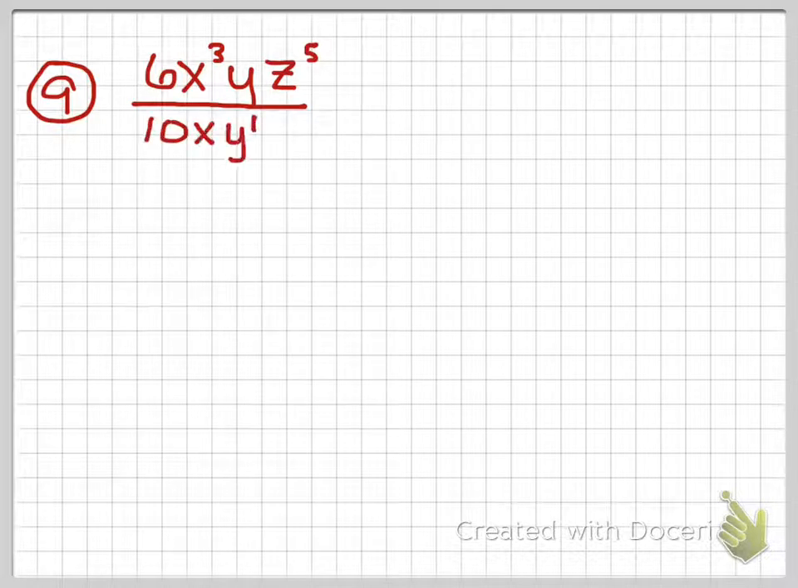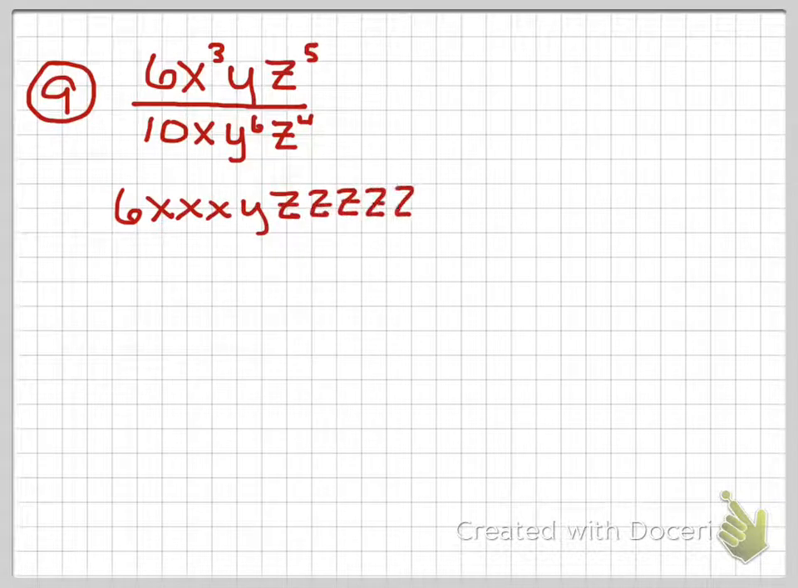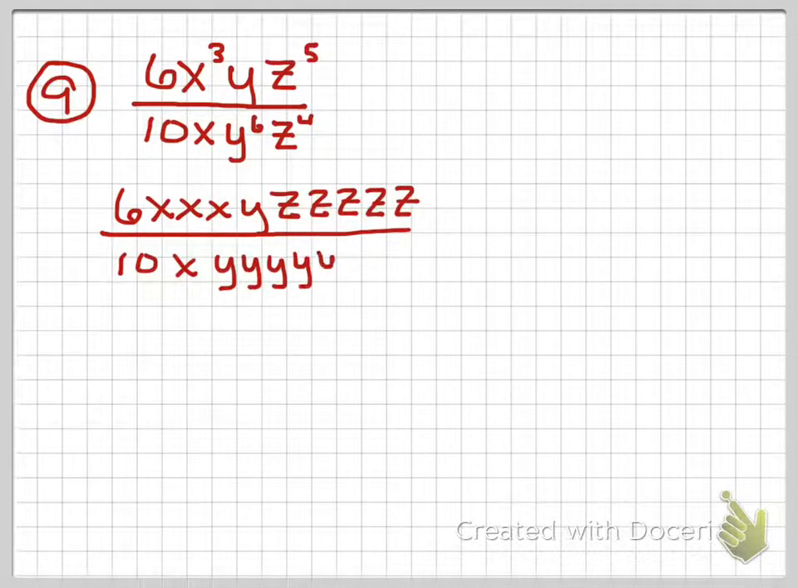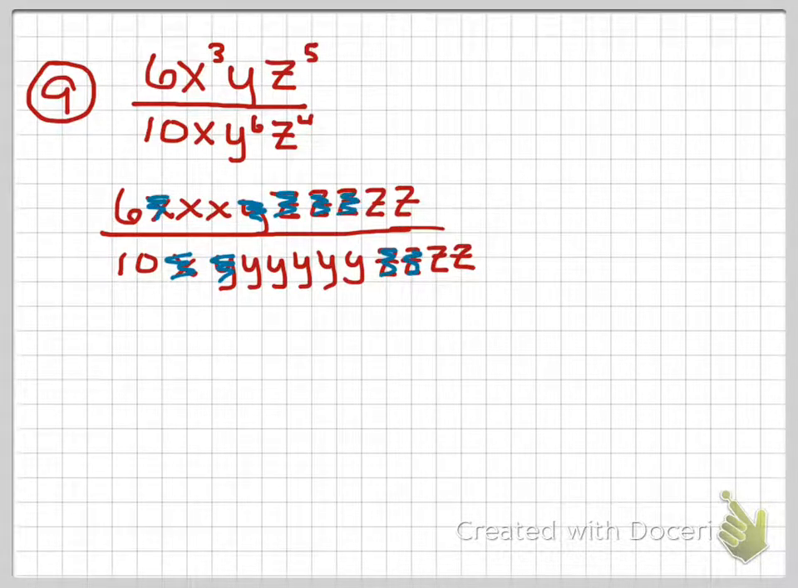Next problem is not really complicated. We do not have any negative exponents, which makes this problem a lot easier than it could be. Again, I can do this the long way, or I can use my shortcuts. So when I draw this out, I have 6x to the 3rd power, so x times x times x. And then I have y, and then I have z to the 5th. At the bottom I have 10x, y to the 6th power, z to the 4th. Notice I got a little ahead of myself here. I started canceling out already. So x divided by x is 1, y divided by y is 1, z divided by z, z divided by z, z divided by z, and z divided by z.